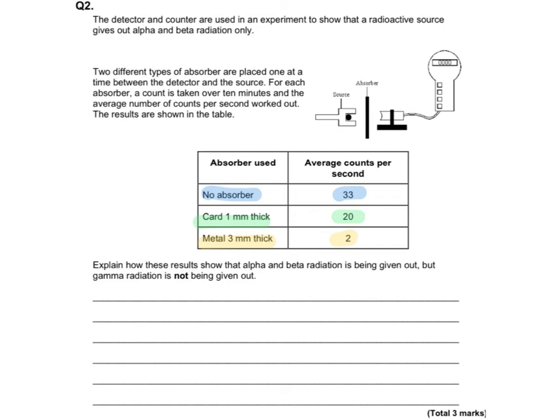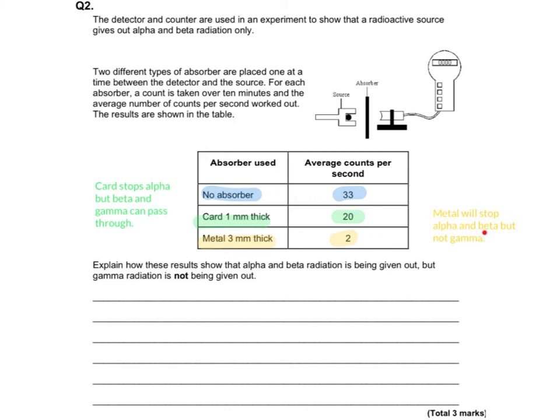Okay, so it's first of all important to talk through what the different things are. So with the card, why is that an important addition to the experiment? What does that tell us? Well, the card, remember, is what stops alpha. So I've put here that the card stops alpha, but beta and gamma can pass through. Okay, so that's important because we can see if the count rate drops, which it does here, it goes from 33 to 20, which is a significant drop. We can see that in that case, there should be some alpha radiation because it's now being stopped by the card.